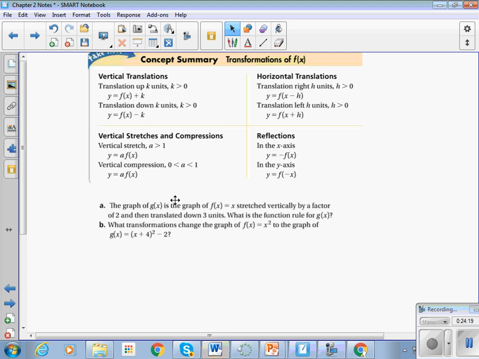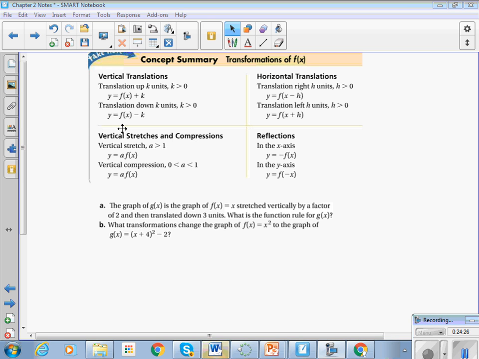All right, so we are going to take these things and put it all together, because you don't just do one and not the other. We can apply actually all of these items to our function, which is exciting. Okay, so our graph g of x is the graph of our parent function f of x equals x, stretched vertically by a factor of 2, translated down 3 units. What is the function rule for g of x?